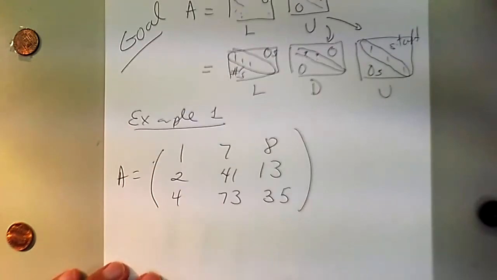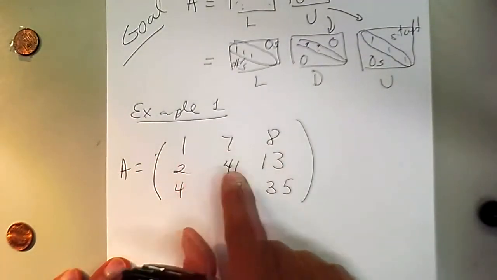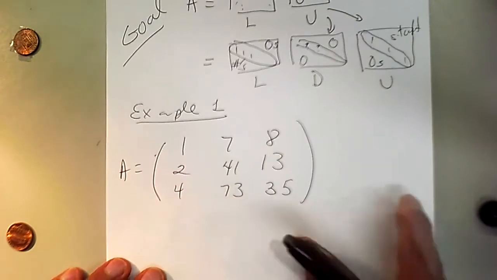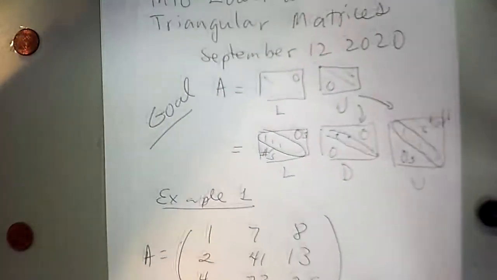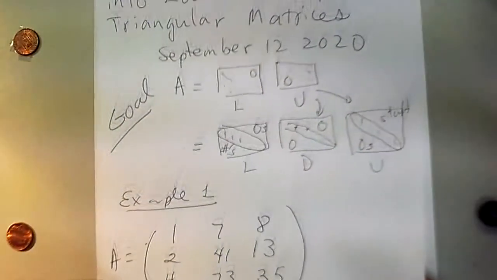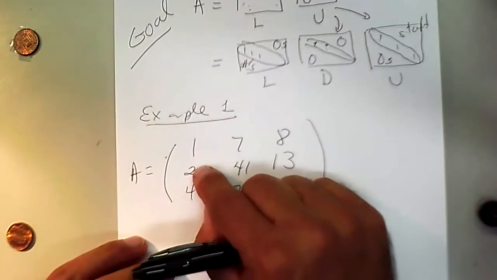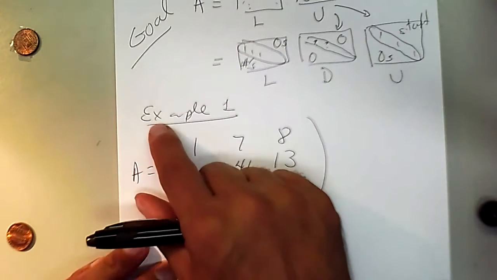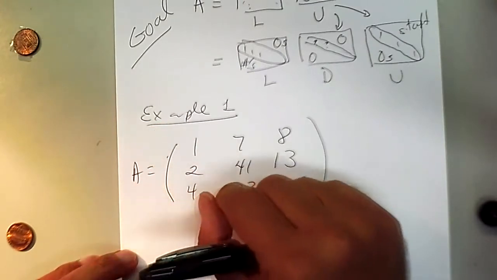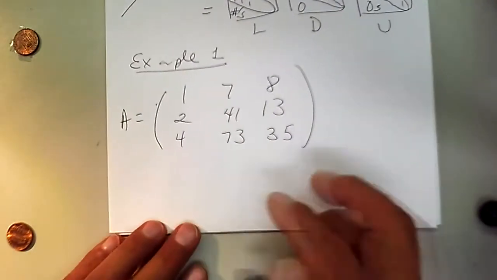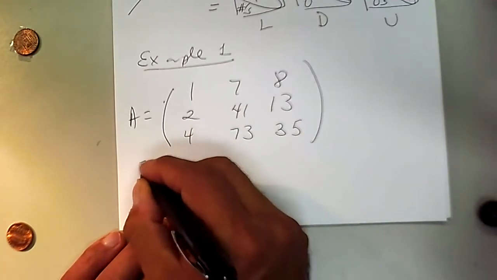So here is the example: 1, 7, 8, 2, 41, 13, 4, 73, 35. And then let's start factoring this out. We're going to do this by elimination. We're going to eliminate the 2 first via a multiplication. So, okay, what is the strategy? Maybe we should write down the strategy.